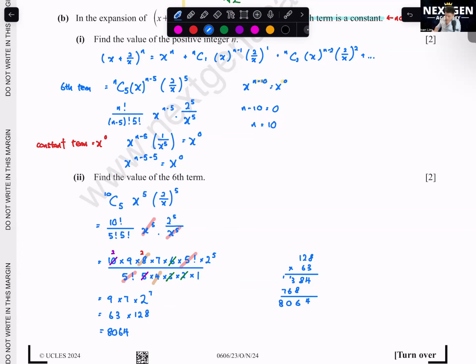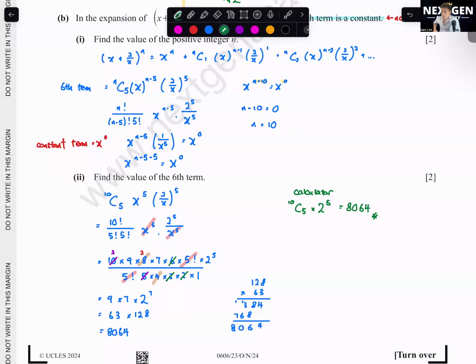Okay, if it's a calculator paper, don't go and do this. If calculator, maybe I just write at the side here. Calculator, type 10C5 times 2 to the power of 5. You will get 8064 immediately. Don't need to show working at all. Okay, cool. Clear? This one, just now a lot of you said not so sure how to do this.